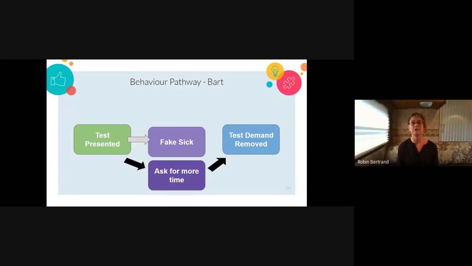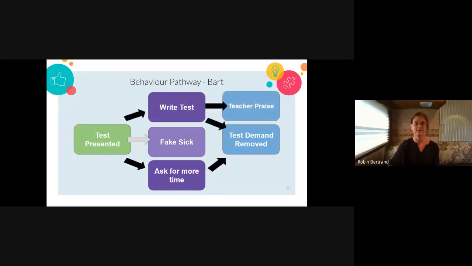We need to help Bart learn the desired behavior of writing the test. To do this, we would sometimes continue to remove the test demands when Bart asks for more time, but at other times we would deny his request for more time and ask him to complete some kind of test writing. At first, the test writing requirement would be made super short and easy. So for example, Bart just might have to write his name at the top of the test and complete one question that we've made purposefully easy. Completing those required steps will be reinforced by removing the remainder of the task.